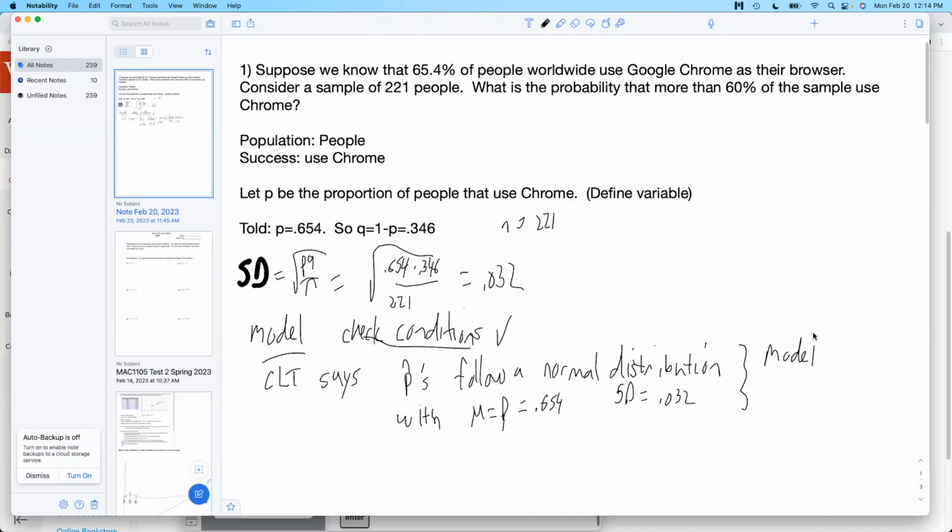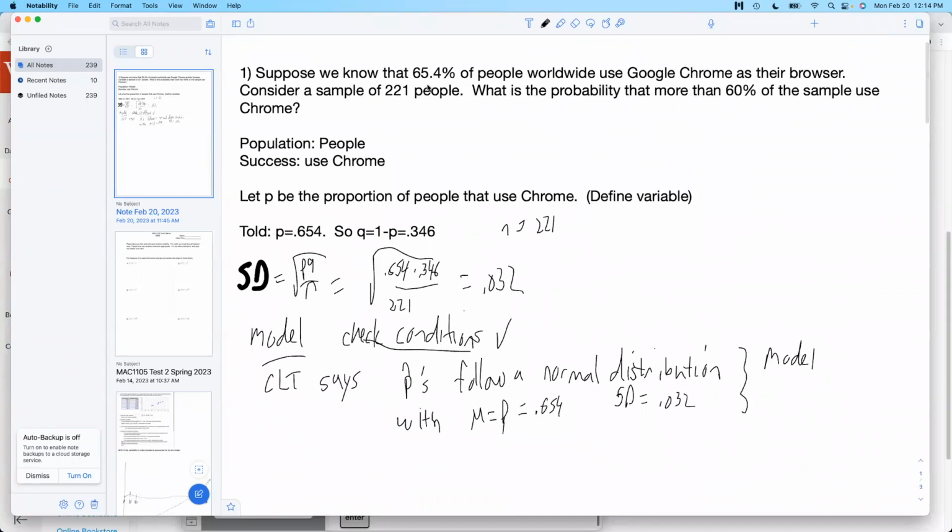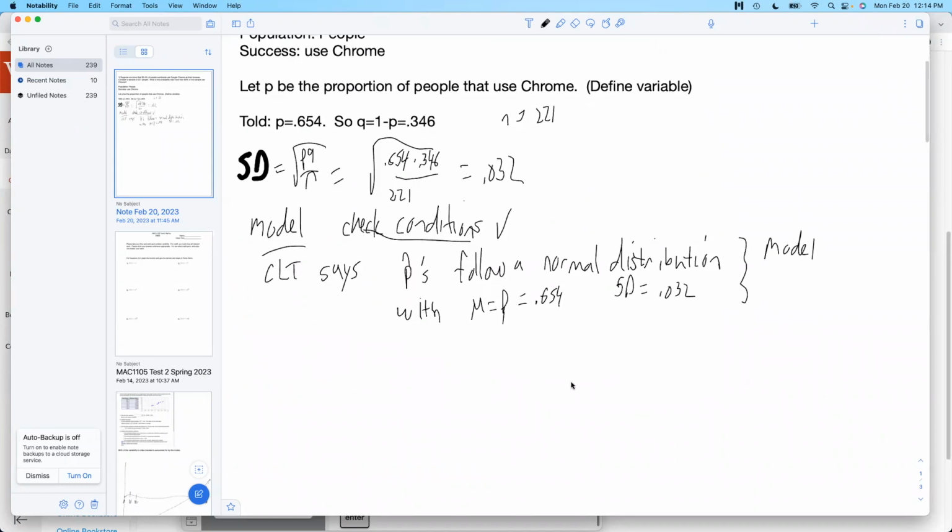Okay, now we can start thinking about the question. We did a sample. That sample is someplace on this normal distribution we're talking about. Let's draw it out. So these are all possible samples of size 221. Right in the middle, the mean, the average sample success rate would be exactly the same as what the population is.